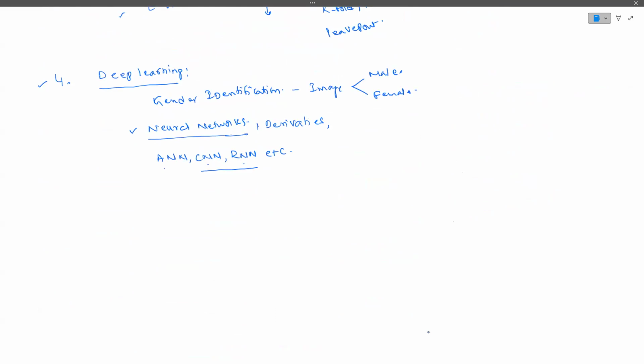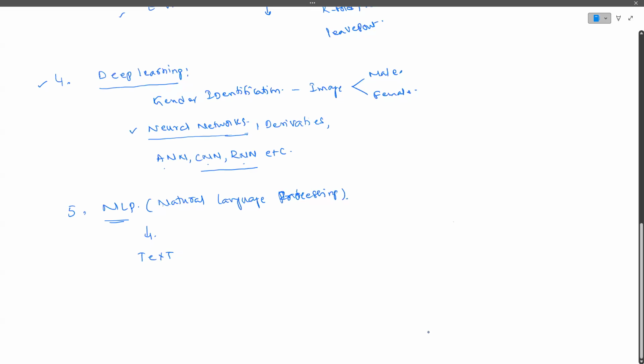Then the next topic is NLP, which stands for natural language processing. A very interesting topic, guys. Here we are going to learn the techniques for converting normal text into some kind of number representations. That is what we are going to learn as part of NLP applications.